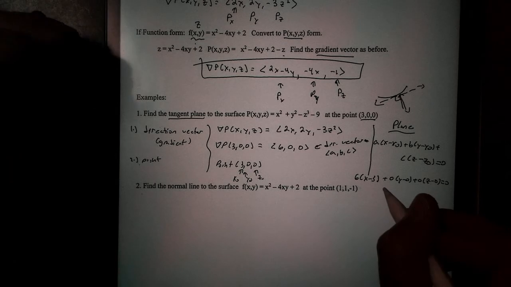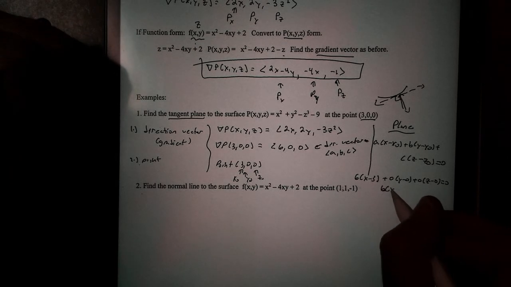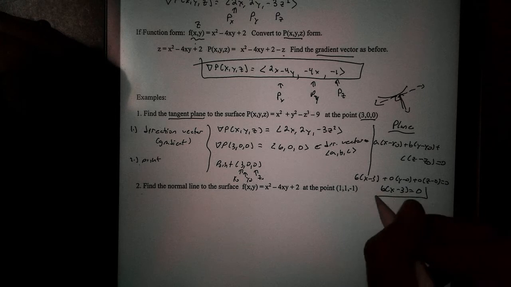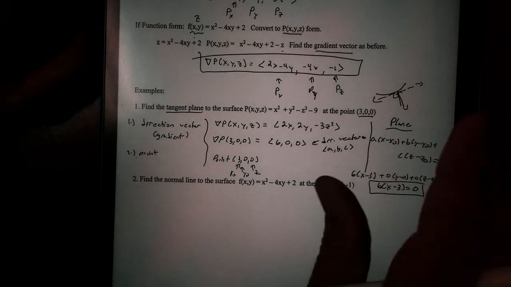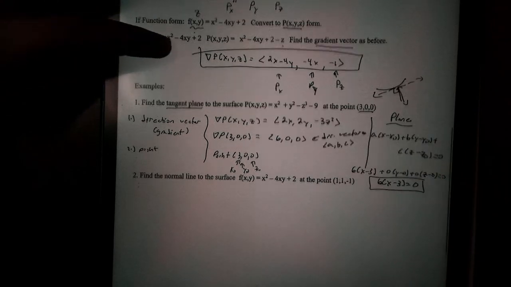And when we solve this, we would just get 6x minus 3 equals 0, and that would be the equation of our plane. Again, if you forgot how to write the equation of a plane, look back in one of my earlier videos. You can see that.